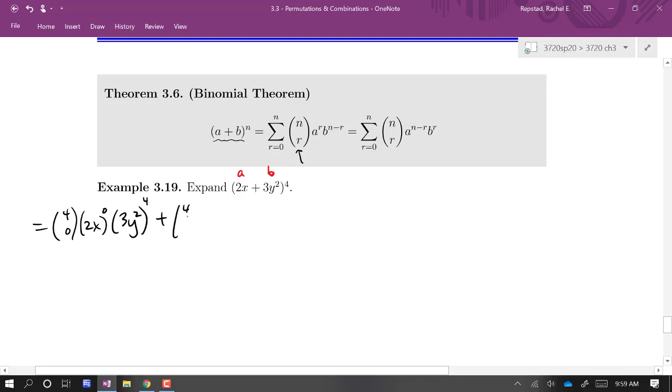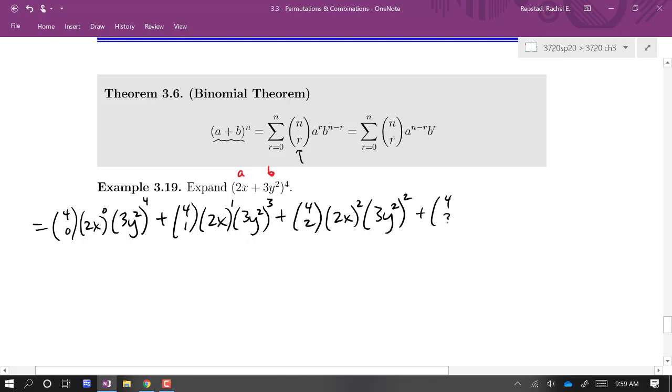My next term, 4 choose 1, 2x to the 1, 3y squared to the 3rd. 4 choose 2, 2x squared, 3y squared squared.